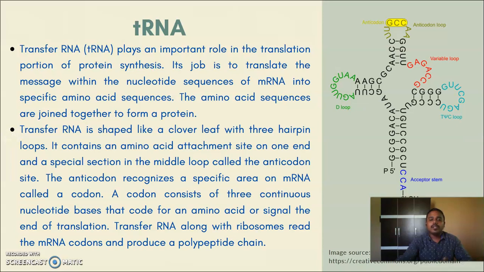As I said, a codon consists of 3 continuous nucleotide bases that code for an amino acid or signal the end of translation. The transfer RNA along with ribosomes reach the mRNA codons and produce your final polypeptide chain. So this is how a protein is synthesized. This is where these 3 types of RNA play a very important role. So with that we come to the end of Unit 2, Biomolecules.